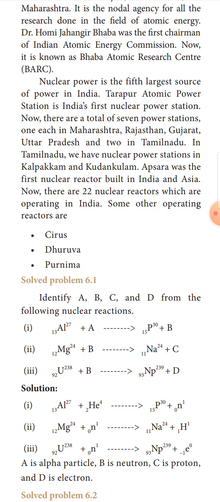Apsara was the first nuclear reactor built in India and Asia. Now there are 22 nuclear reactors operating in India. Some other operating reactors are Cirus, Dhruva, and Purnima. Apsara was the first nuclear reactor built in India and in Asia, and 22 nuclear reactors are operating in India.